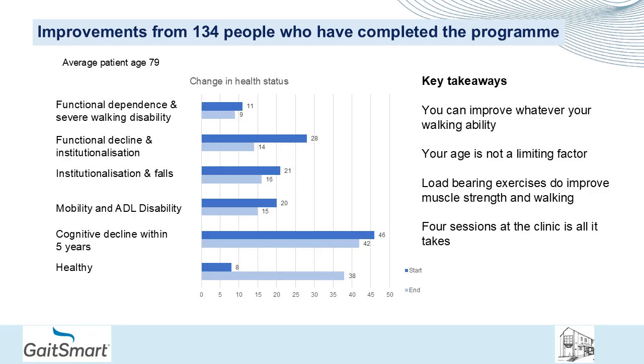This slide shows the results from the initial and final assessments. As you can see, many of our patients had significant walking issues at the start of the programme, the dark blue bars. Issues that they had would impact their health and ultimately their independence. And as you can see, only 8 were considered to have a healthy, acceptable gait.